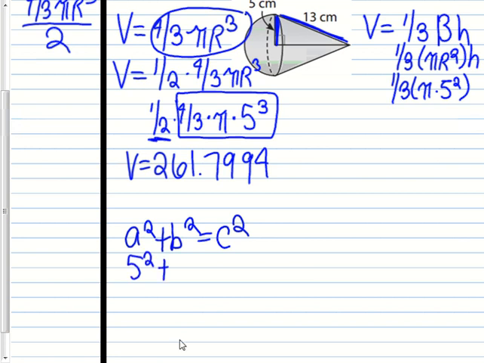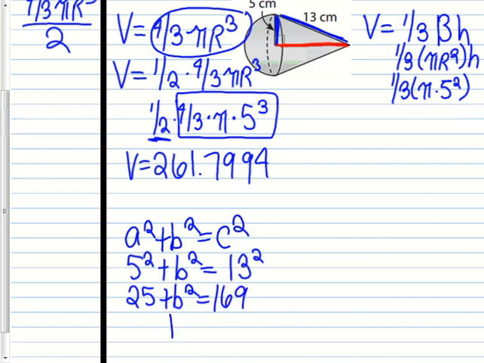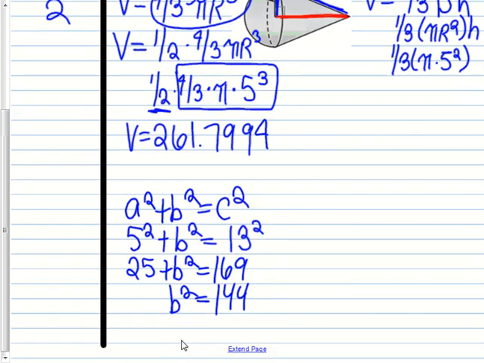I am not sure what this is. That's what I'm looking for, the real height of the cone. So I'm going to leave that as b squared. a squared plus b squared equals c squared, which is 13 squared. 25 plus b squared equals 169. B squared equals 144. I don't need b squared, I need b, so b equals 12.